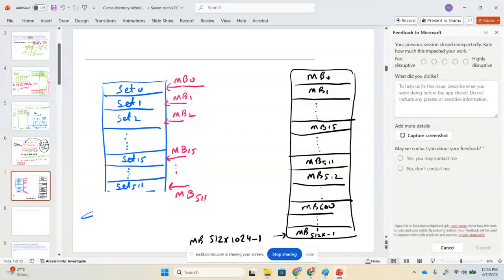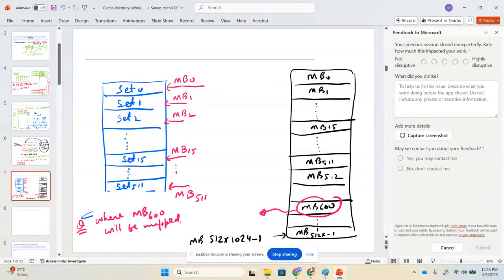So this may be the question in exam. What about this block? Where will this block go? What number is it? MB 600. So this may be the question in exam: where MB 600 will be mapped.